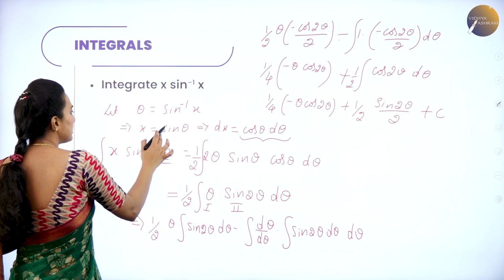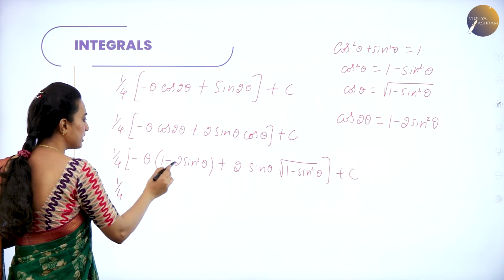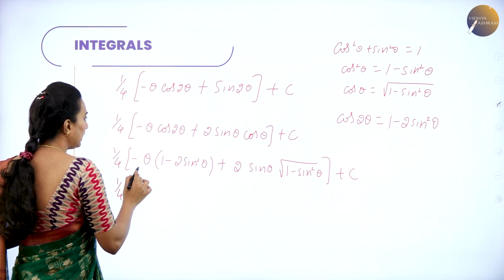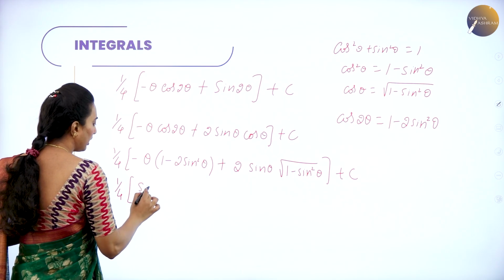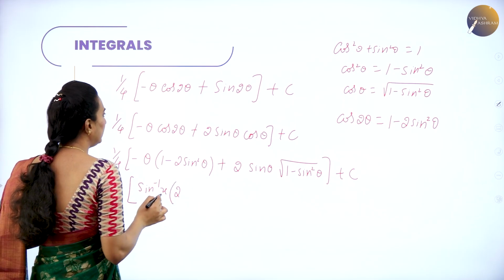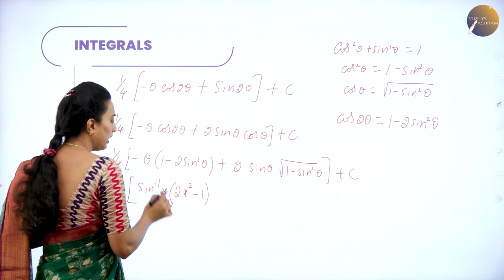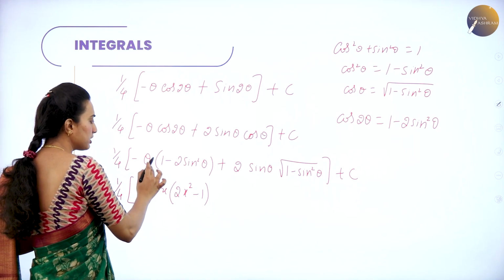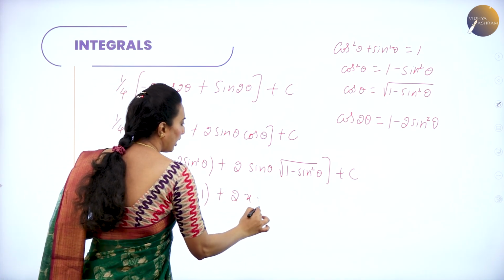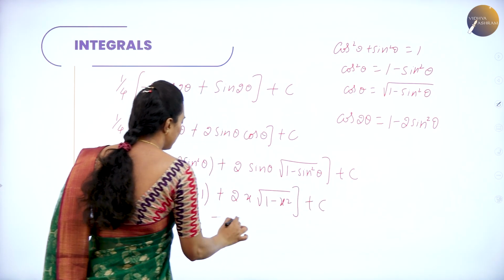Now substituting back, you are going to have sine theta is equal to x. Substituting that, you are going to get 1 by 4 into, see, minus sign if you multiply, plus will become minus, minus will become plus. So theta is nothing but sine inverse x. So sine inverse x minus sign I am multiplying inside, so it will become 2 sine theta. Sine theta is x, so sine squared theta will be x squared minus 1. Be careful here, multiplying minus sign, plus will become minus, minus will become plus. Again plus 2 sine theta is nothing but x under the root of 1 minus x squared plus c. And this is your final answer.